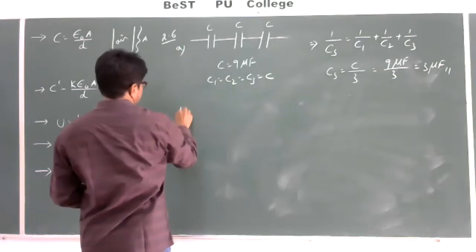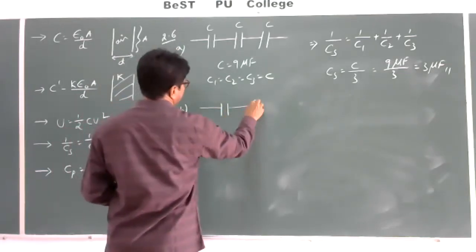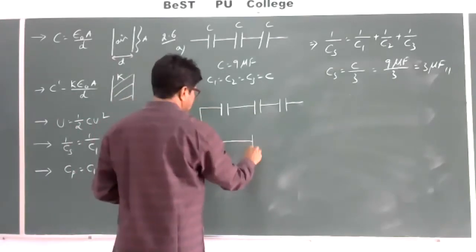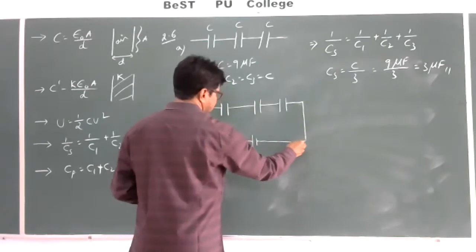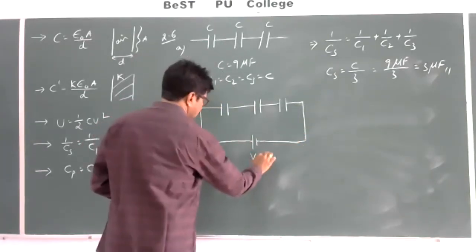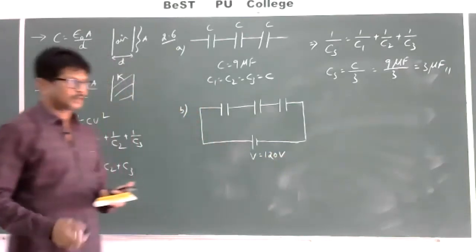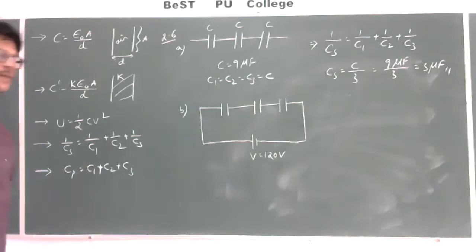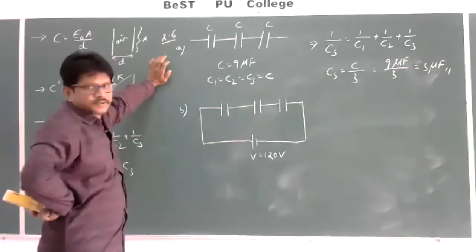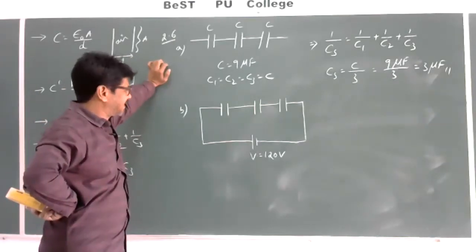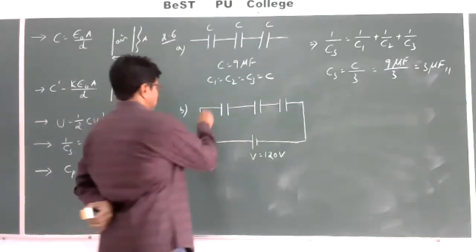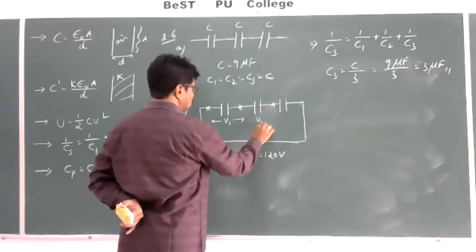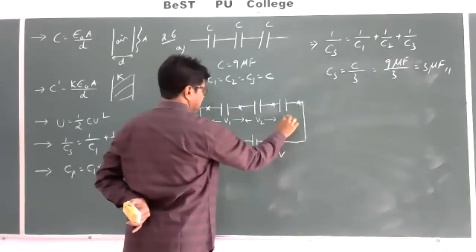Now, the second case. If the same setup is connected to a source of 120 volts, what is the potential difference across each capacitor? That is, the potential differences V1, V2, V3.